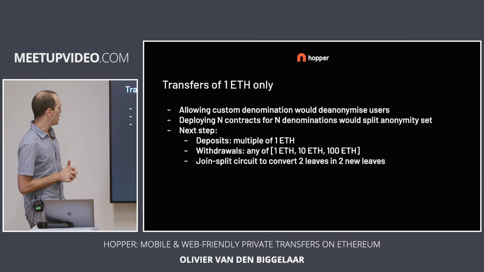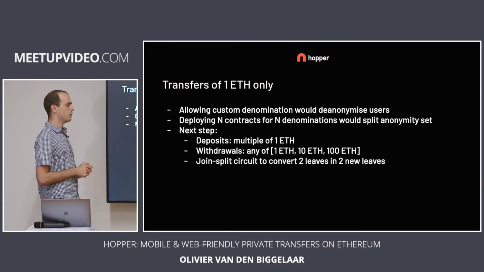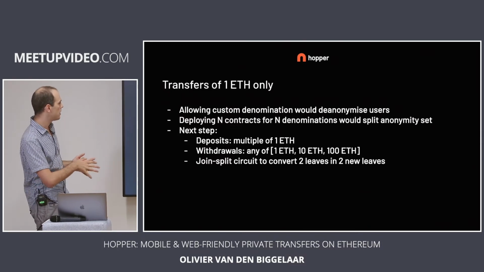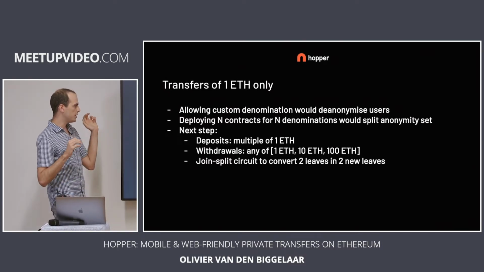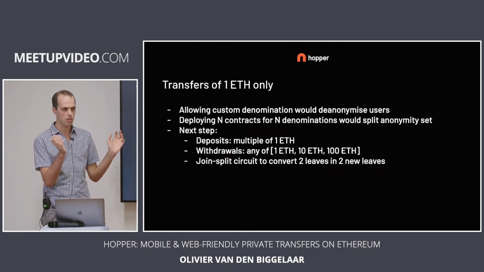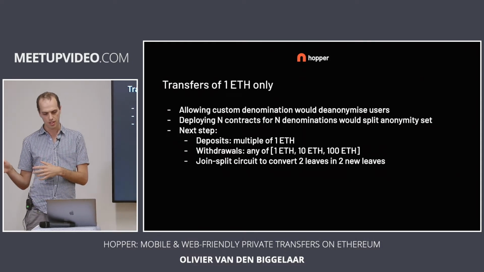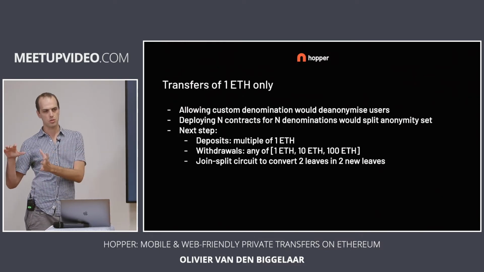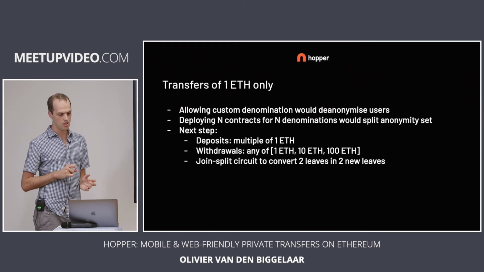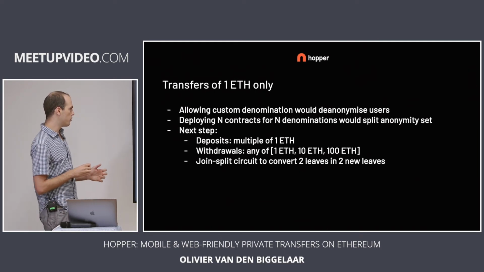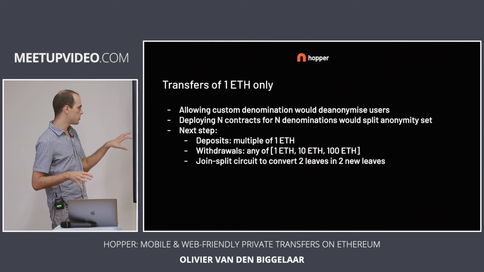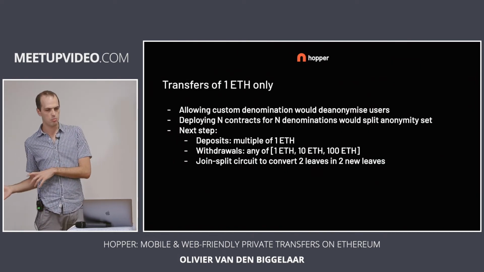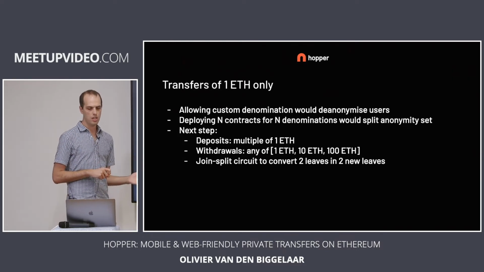In the current version of Hopper, we have to transfer 1 Ether in and get 1 Ether out. We could potentially deploy multiple contracts, say one contract for 1 Ether, one for 10 ETH, and so on. But then an obvious drawback is you split your anonymity set across different mixers. So perhaps a better approach would be to introduce a joint split circuit to the contract, where you can deposit any multiple of 1 ETH and withdraw.